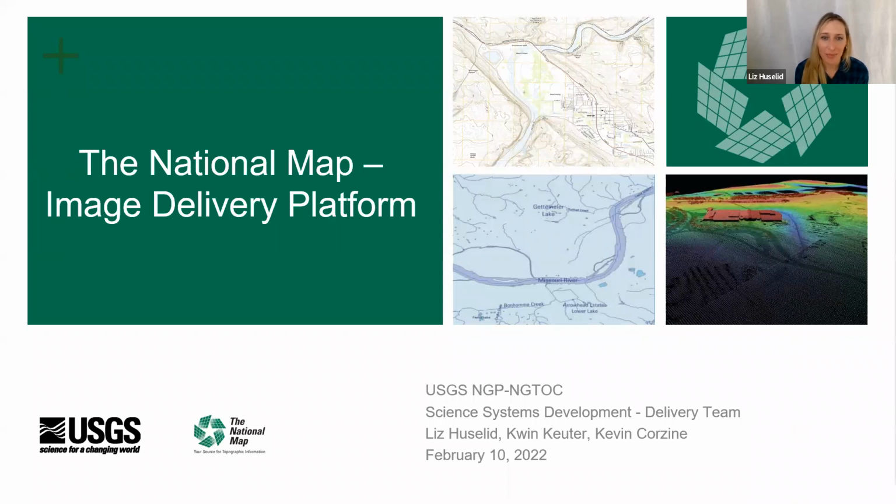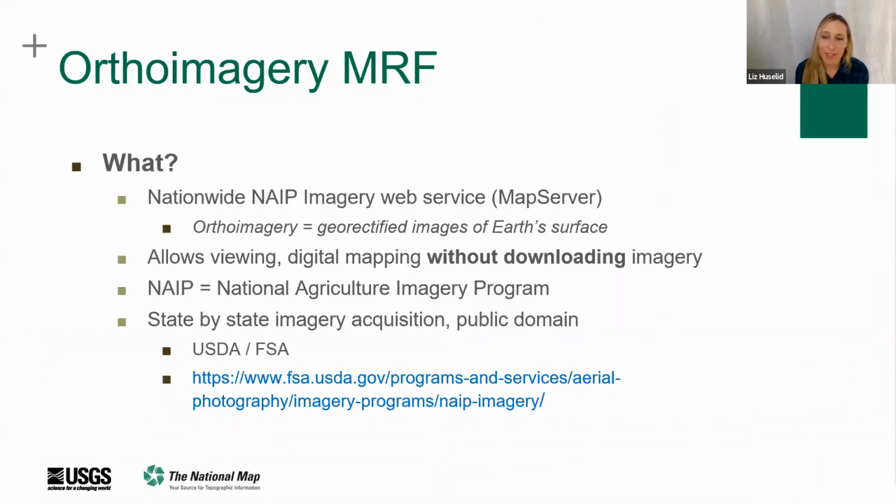So next slide, please. So just a really basic overview. What are we talking about today? So we have a nationwide NAIP imagery web service. It's a map server. And just in case anyone didn't know, orthoimagery is geo-rectified images of the Earth's surface. And this service allows viewing and mapping without downloading the imagery, which can really help people who just want to do light GIS work. NAIP stands for the National Agriculture Imagery Program, and it's state-by-state imagery acquisition.